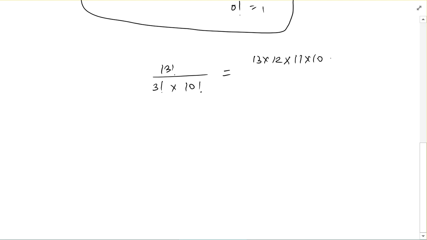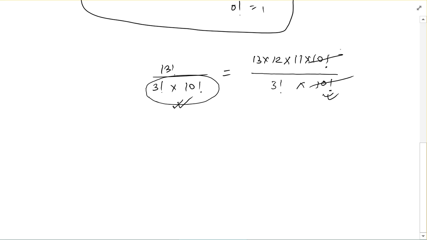Since we desired to have 10 factorial here, we selectively stopped there, because these two are in the denominator and will cancel out. So it was beneficial to stop at 10. 13 into 12 into 11 by 3 factorial, which is 6. 6 twos are 12. And now it is easy to calculate: 26 into 11, that is 286.